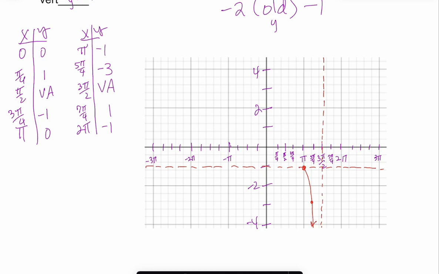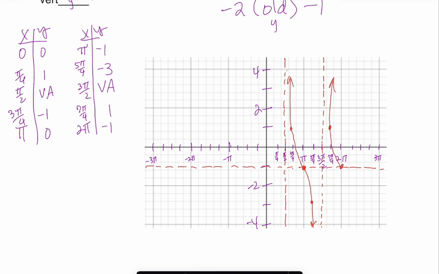So equally spaced on the other side has to be the midline going up, which would be right here. And then one more spacing, 1, 2, 1, 2. Right here is a vertical asymptote. And then let's make the cubic on the other side. At 7 pi over 4, we're at 1. Well, that's our piece going up. And at 2 pi, we're back on the midline. See, that's a half of it.